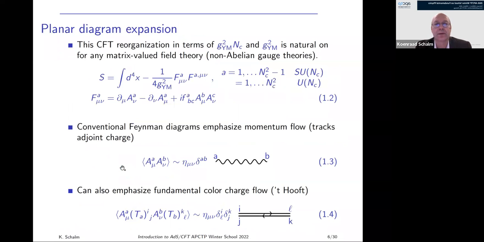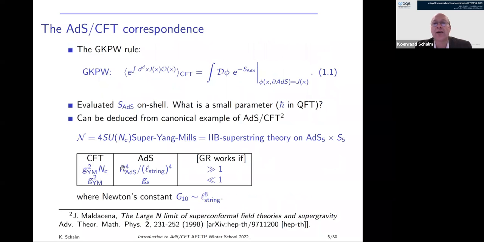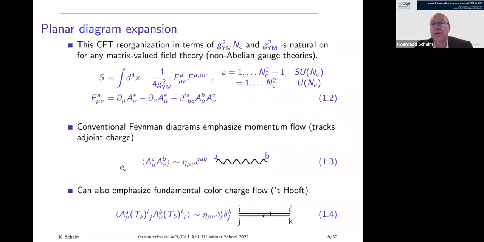Okay, so let me now show how that works. What I want to emphasize is that this reorganization in terms of these two combinations, g squared Yang-Mills N_c and g squared Yang-Mills, is natural for any matrix valued field theory. And actually it is the correct perturbation expansion that you need to know.